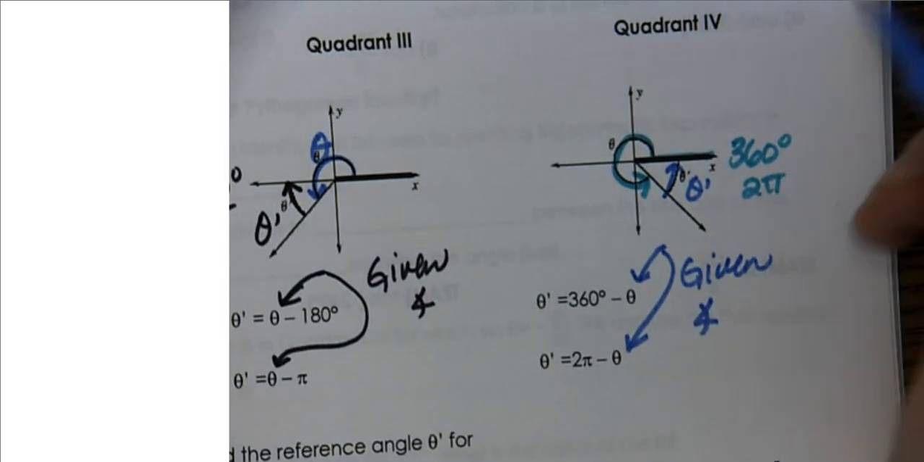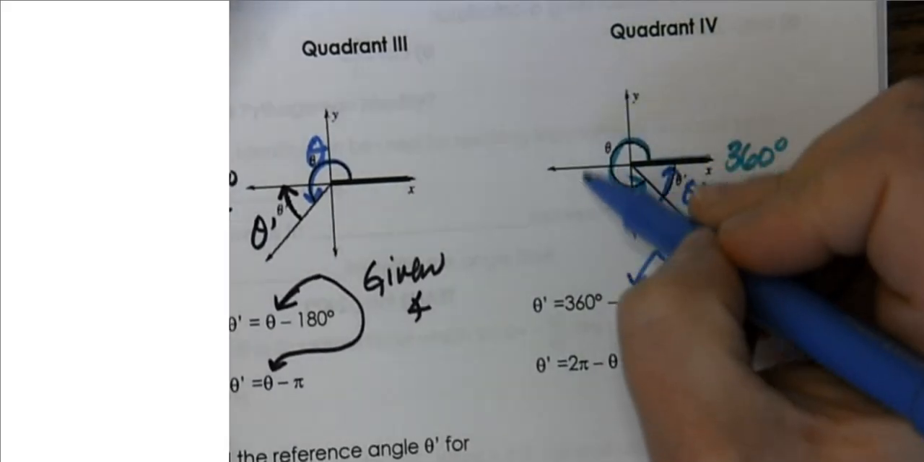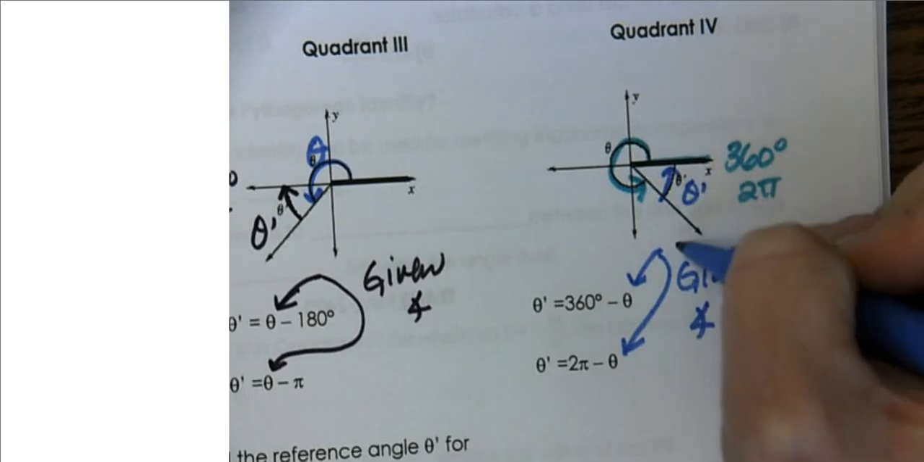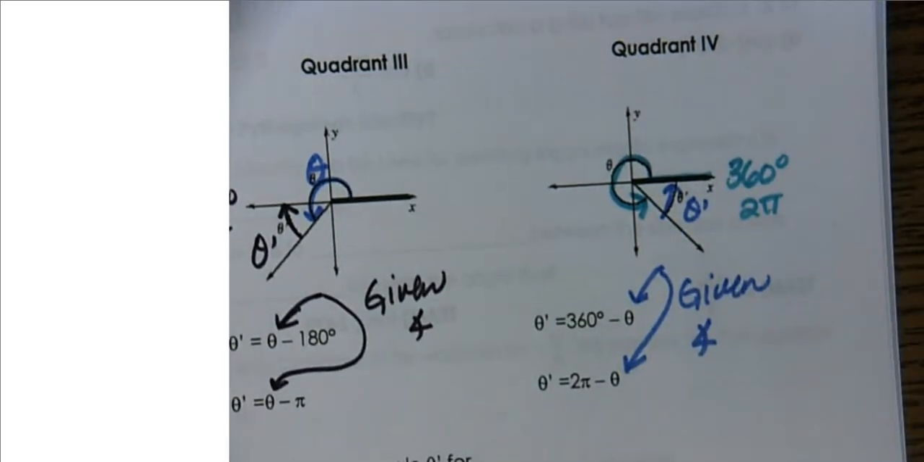So don't think about going all the way to 360 and backing it up, or all the way to 2 pi and backing it up. Whenever you back it up, that is going to be your angle. So reference angles have a couple of rules, and I want you to write down these rules.